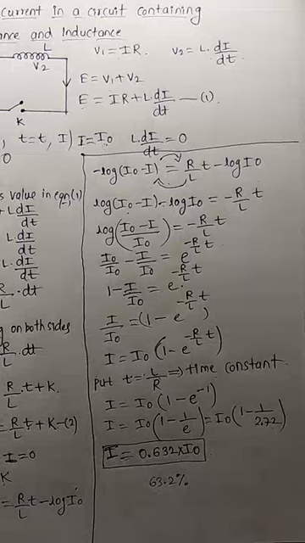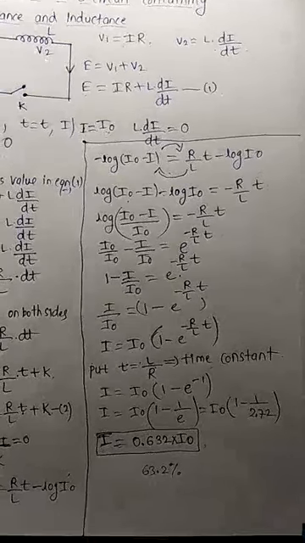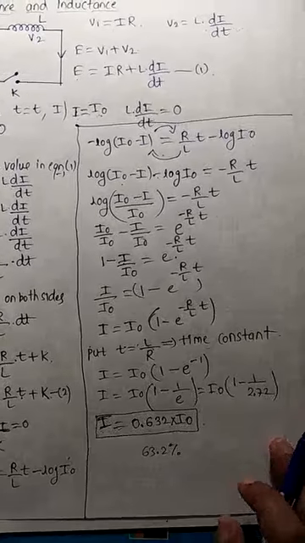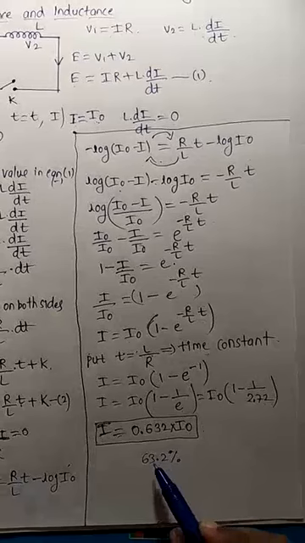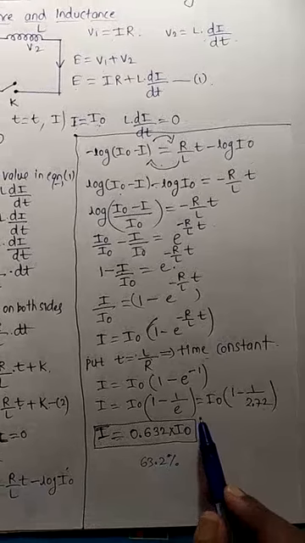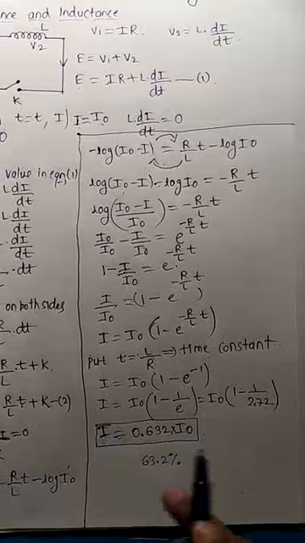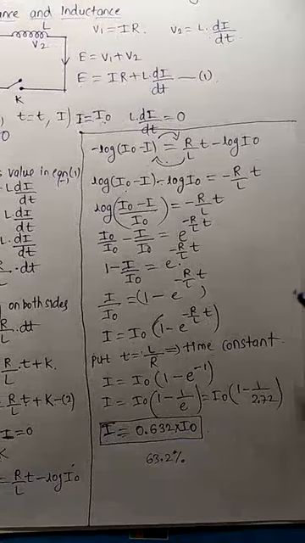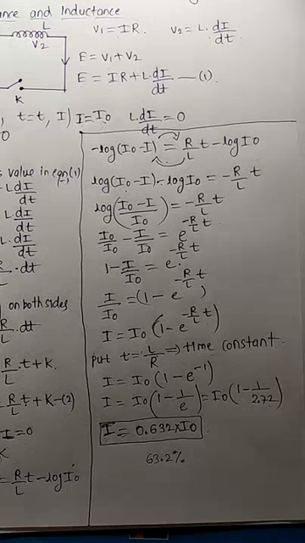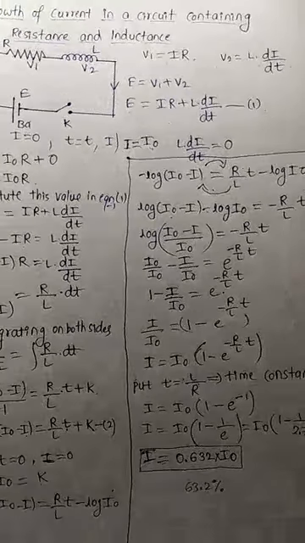It is 63.2 percent, isn't it? See, suppose 100 percent current, 100 ampere of current is flowing, then the time taken to reach 63.2 ampere of current, of the maximum value, is called the time constant. So the time constant is the time in which the current reaches 0.632 of the maximum current reached by the circuit. So that's what the thing is.